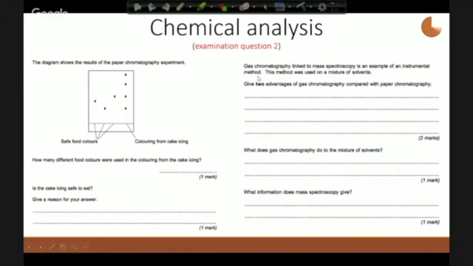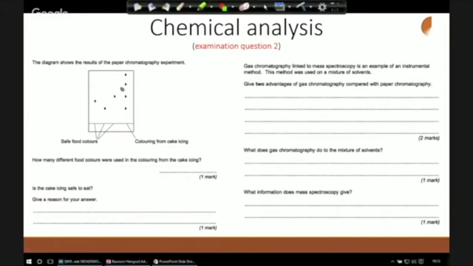Question 3. Gas chromatography linked to mass spectroscopy is an example of an instrumental method. This method was used on a mixture of solvents. Give 2 advantages of gas chromatography compared with paper chromatography. And then finally, what does gas chromatography do to the mixture of solvents? And what information does mass spectroscopy give?